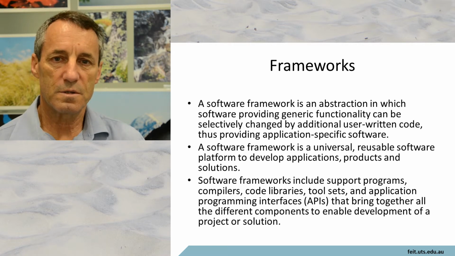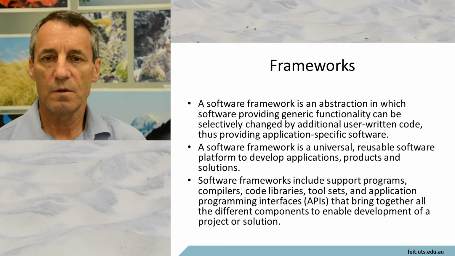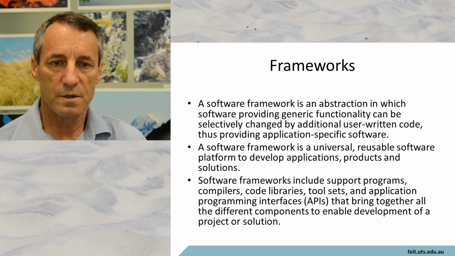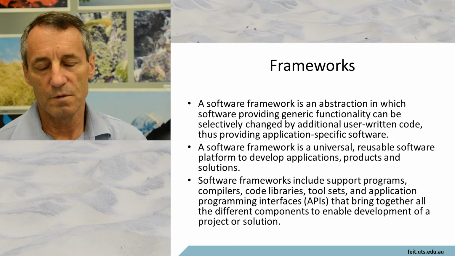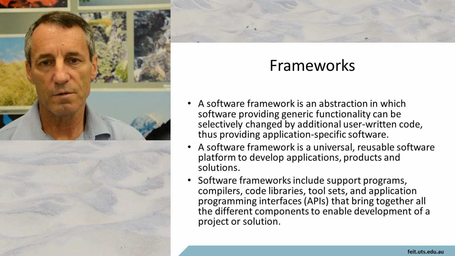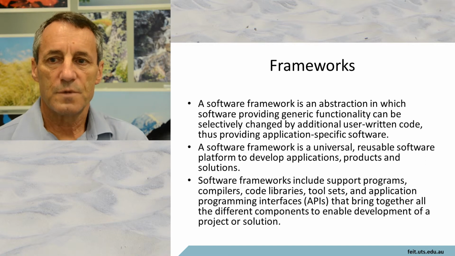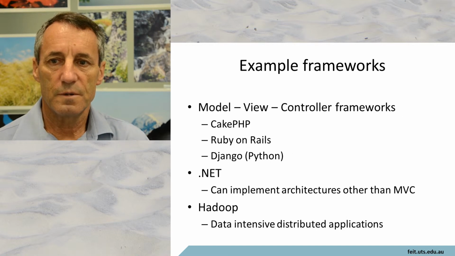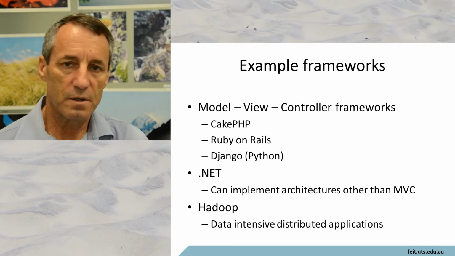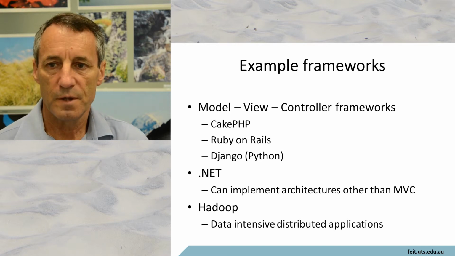They seem to be distilling down to a number of fairly popular frameworks, and as the way of these things, you'll probably get a few dominant frameworks and then a whole lot of less dominant frameworks. So the ones that seem to be quite popular: Ruby on Rails is one, CakePHP is one, Django is one, and Hadoop is another.